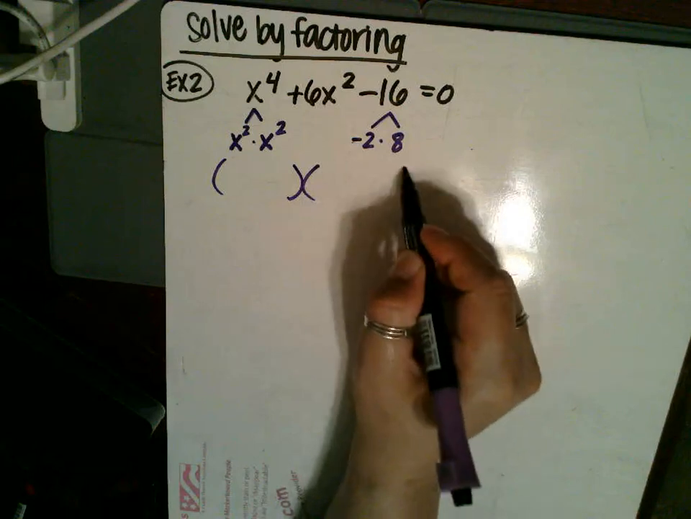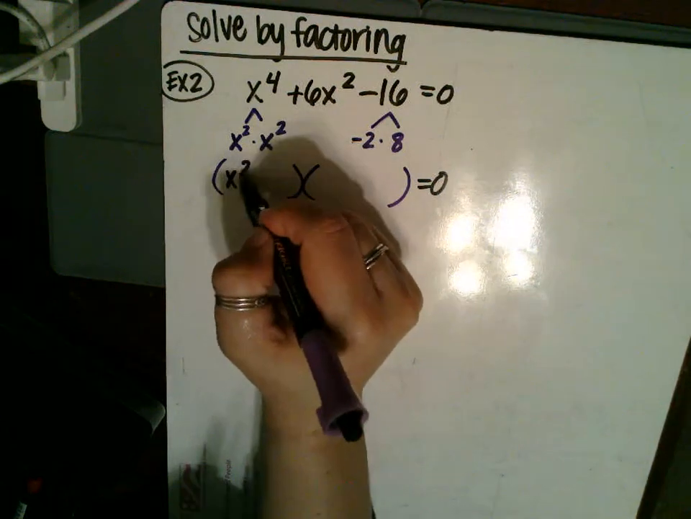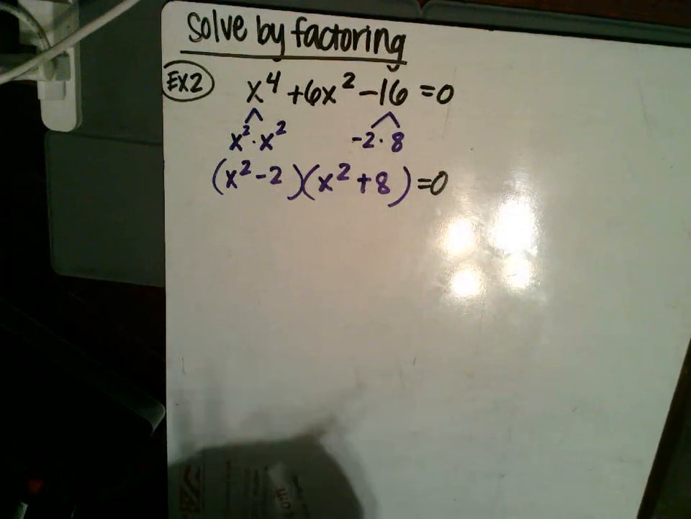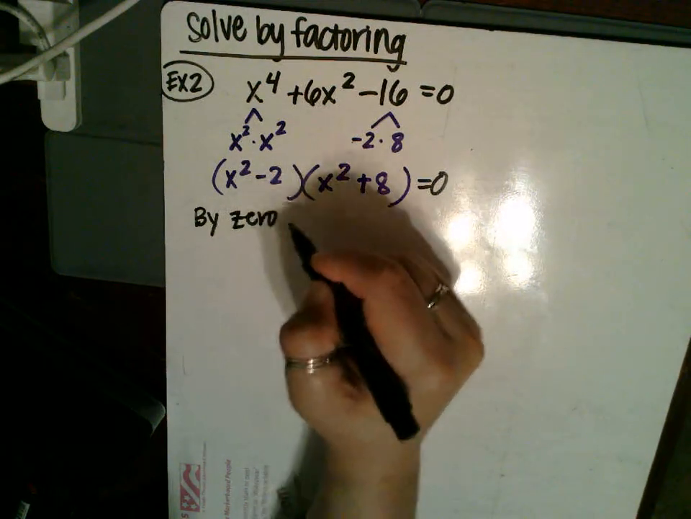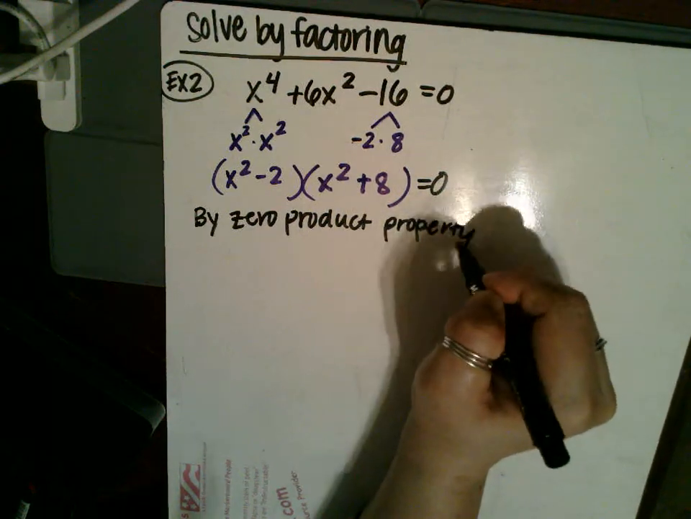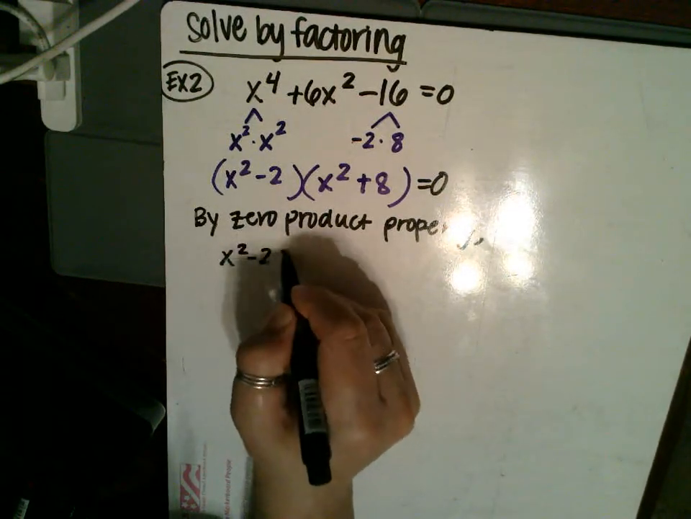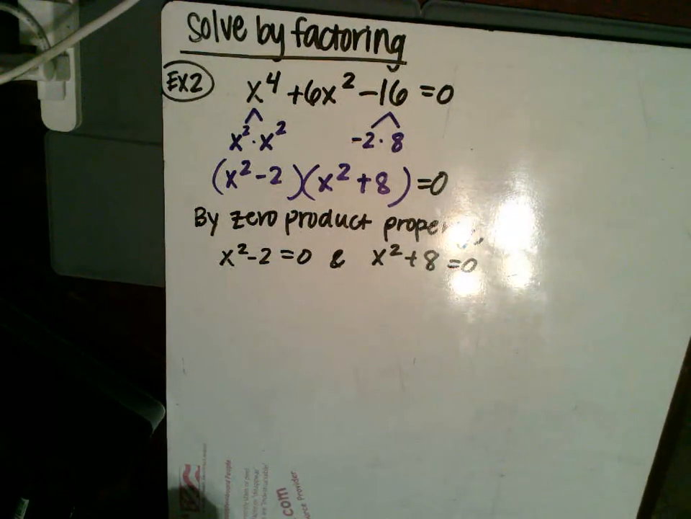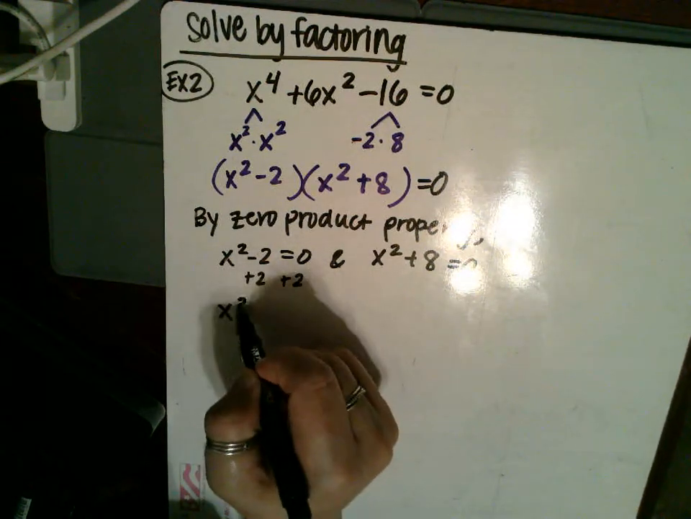So using this, I can factor my expression. I can say this is x squared minus 2, and this is x squared plus 8. Set it equal to 0. Again, by the zero product property, the only way that this product will equal 0 is if each factor is set equal to 0. Doing so and solving, on the left-hand side, I would add 2 to both sides, so I get x squared equals 2.